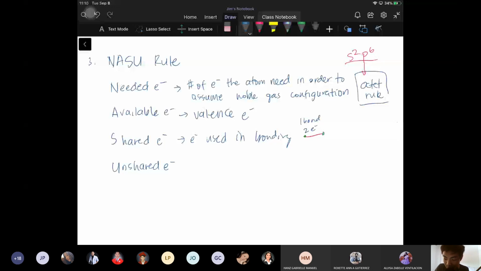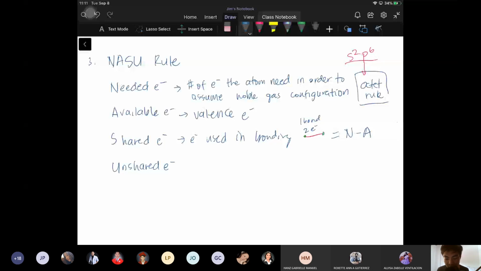Sir, paano namin malalaman kung gaano karaming electrons ang isi-share? Ganito yung formula, N minus A. So, when you subtract the available electrons from the needed, or N minus A, makuha mo yung shared electrons. Kung ilang electrons yung gagamitin nila for bonding. If you divide it by 2, you will get the number of bonds. Mamaya may examples tayo. Marami. So, mauumay kayo. Okay?